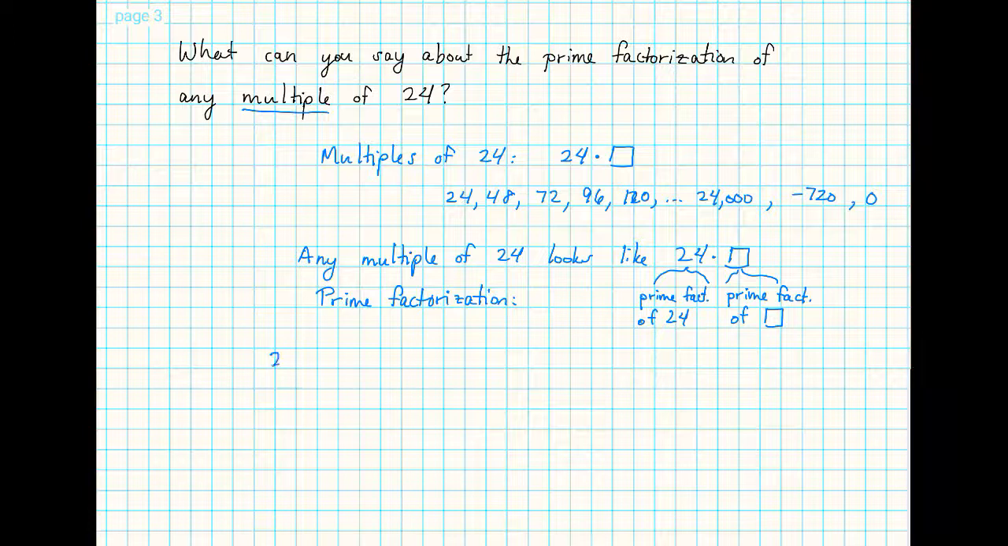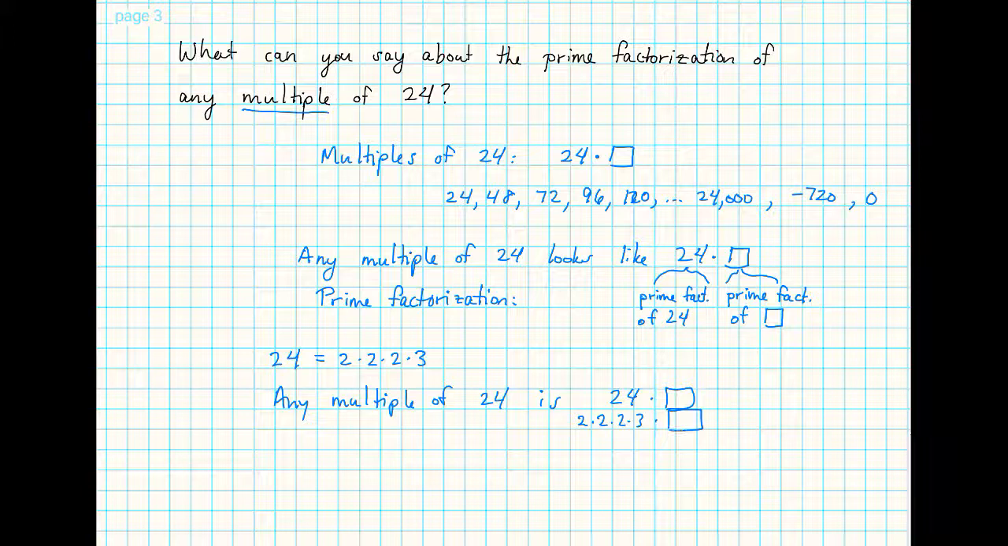So 24 we saw before. This is 4 times 6, which is 2 times 2 times 2 times 3. Okay, so any multiple of 24, again, let me just reiterate, any multiple of 24 is 24 times whatever, which is 2 times 2 times 2 times 3 times whatever, and you can expand that into its prime factorization.